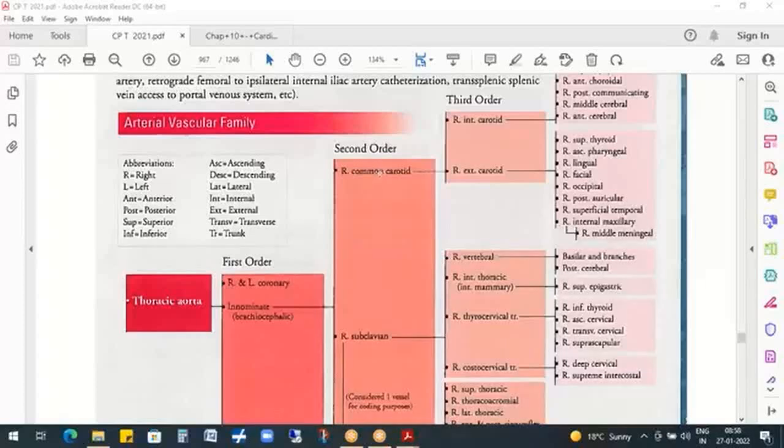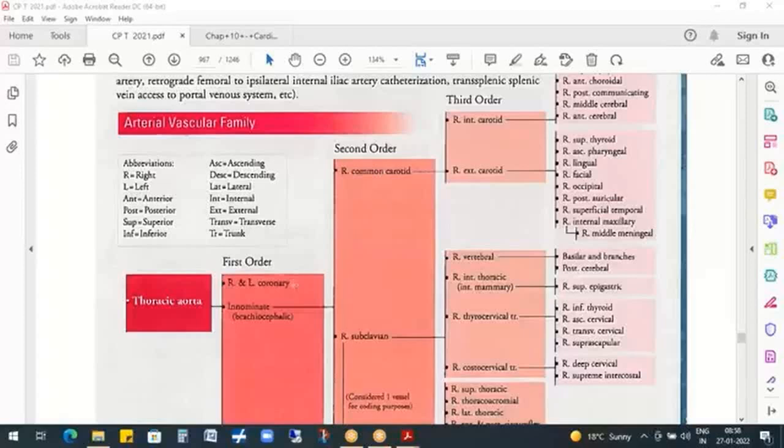If the catheter placed in innominate moves to right common carotid, where is the end tip of the catheter now? From innominate it moves to right common carotid. Where is the end tip of the catheter? Right common carotid. That means what is the order? Second order. Then you need to code only 36216. We only code for the end tip of the catheter.